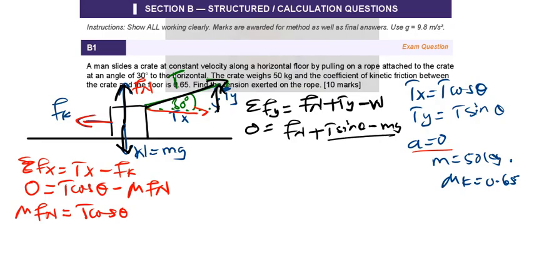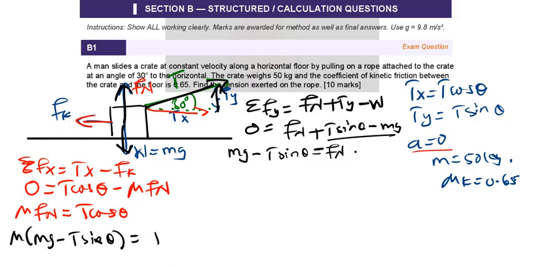We want to make Fn the subject of the formula. Shift these to the other side, so you have mg minus T sine theta is equal to the normal force. Now, where there is a normal force in the equation, plug in mg minus T sine theta. So we say mu, open brackets, mg minus T sine theta, close the brackets, is equal to T cos theta. Now at this point, we have everything except the tension force, and our goal is to find the tension force. Let's make tension the subject of the formula.